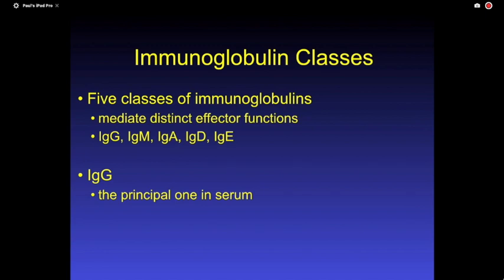There are 5 classes of immunoglobulins. IgG is the majority, about 85% of all antibodies are IgG form. They are the principal antibody in serum, okay, in your bloodstream, and they are intended to bind anything that gets in the bloodstream that's not supposed to be there.